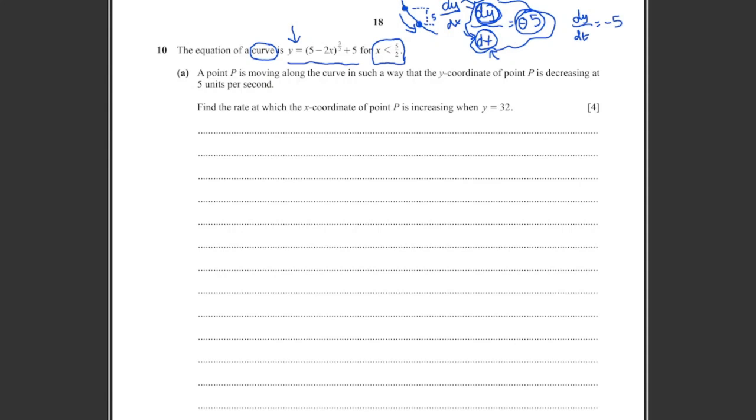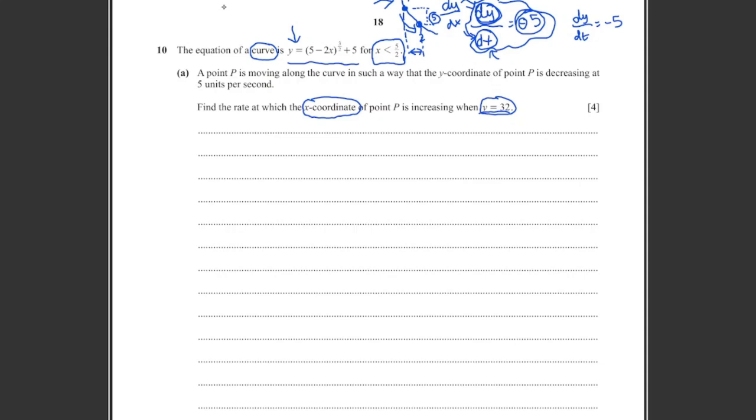Okay, now we need to find the rate of the x-coordinate of the point P, which is increasing when y equals 32. So what we basically need to find is how the x-coordinate is changing when we're at this y equals 32. So of course, I'll go back to this example over here. As I go from point 1 to point number 2, not only is my y value going to change, but I'm also going to have some change in my x value. So my x values are going to change as well.